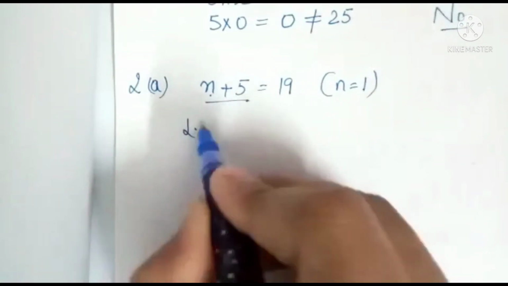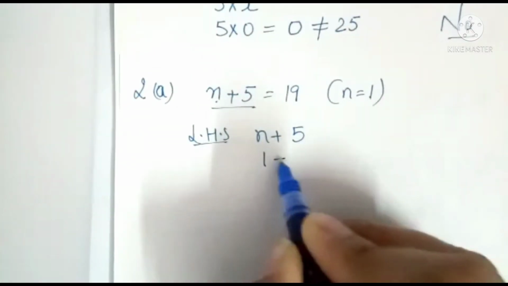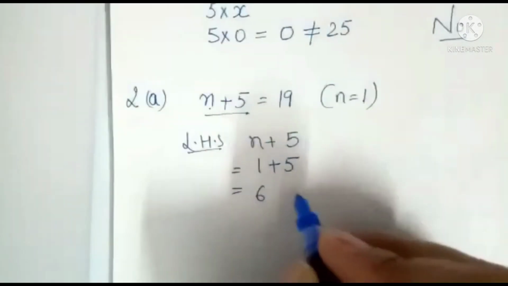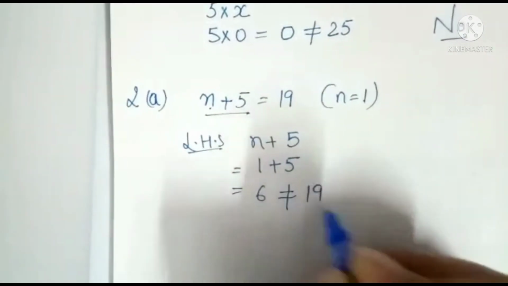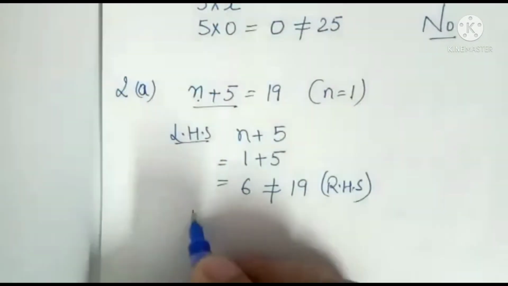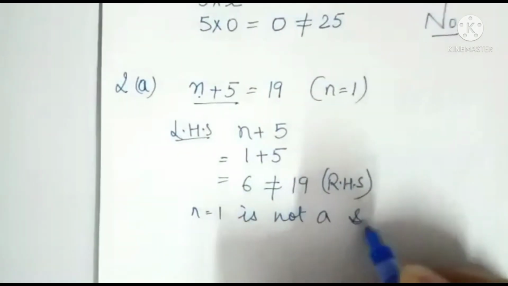So left hand side it is n plus 5. We will put the value here, 1. 1 plus 5 it is 6. So it is not equal to 19, which is the right hand side. So we will say that n is equal to 1 is not a solution.